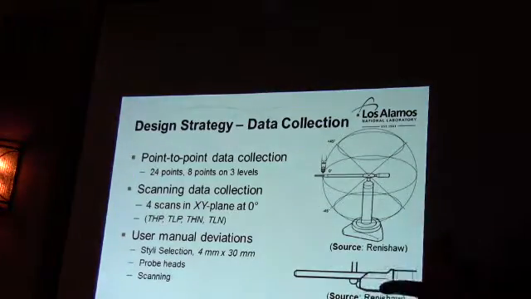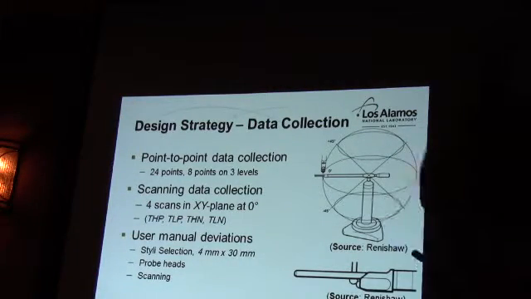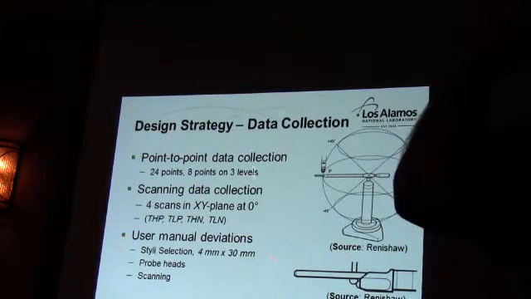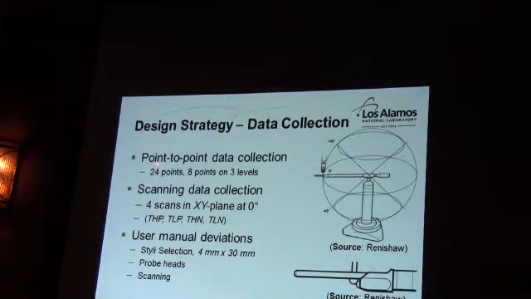So this ties in now to our design strategy, and I was mentioning this. What the MCG tells us is basically we're looking at point-to-point collection. Here at 3 different levels, we have 0 degrees and plus or minus 45 degrees. At each level, we're taking 8 points, and from there we get a total of 24 points. This is straight from the manufacturer and the data collection recommended by the manufacturer.